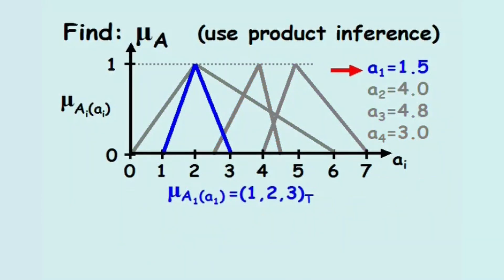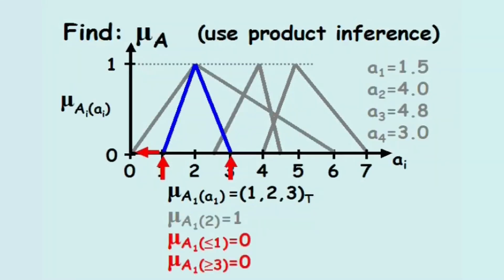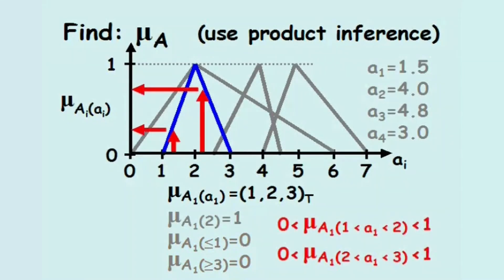From the figure, mu A1 is the triangular fuzzy number 1, 2, 3. This means if A1 equals 2.0, then mu A1 of A1 would have a degree of fulfillment of 1. If A1 equals at most 1 or at least 3, then mu A1 of A1 would have a degree of fulfillment of 0. If A1 equals between 1 and 2, or between 2 and 3, mu A1 of A1 would have a degree of fulfillment varying linearly from 0 to 1, as A1 varies from 1 or 3 to 2.